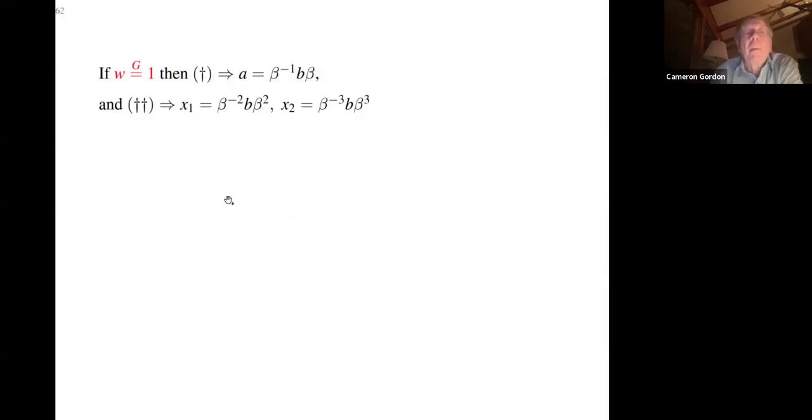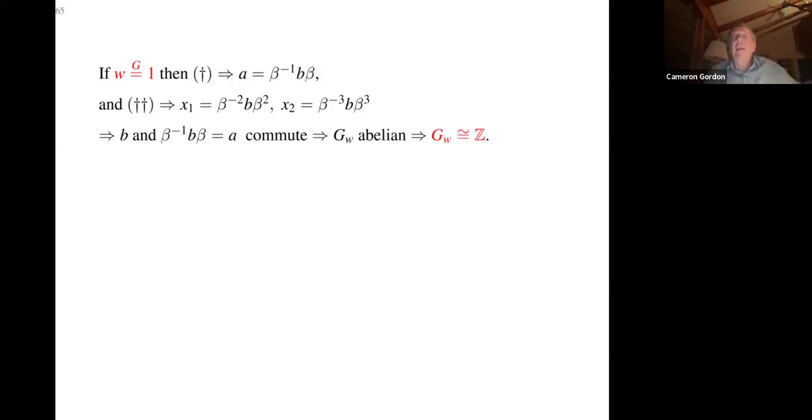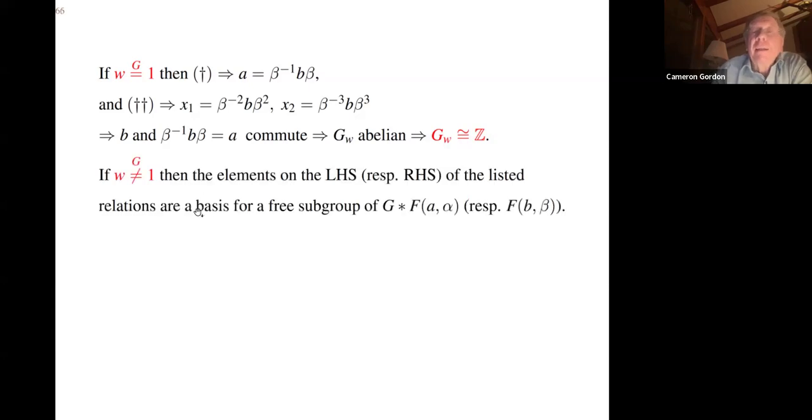But remember, x1 and x2 are supposed to commute in G. This is one of those technical conditions. And so that means that these two guys commute. So that means that B and B inverse B beta commute, just by conjugating. But B inverse B beta is A if W is 1. And so A and B commute. But the group's generated by A and B, and so it must be abelian, and therefore it must be Z because it abelianizes to Z. So this is good. If the word W represents the trivial element of the original group, then this G sub W is Z. Now, what happens if the word is not the identity?